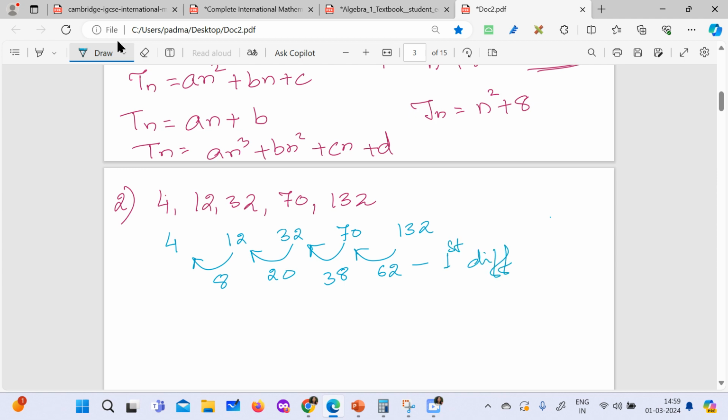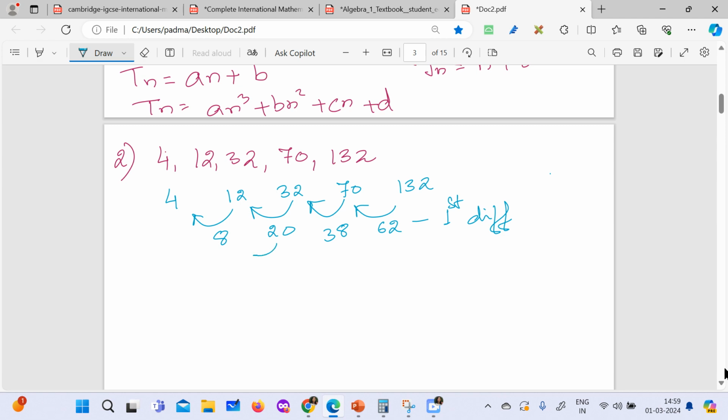Now we will go for the second one. 20 minus 8 will give you 12. 32 minus 20 will give you 18. And 62 minus 38 will give you 24. We got the second difference. This is also not the same. So this is going to be a cubic sequence, right?